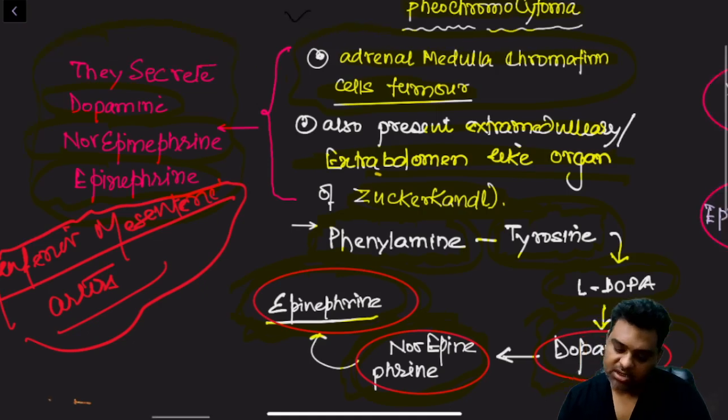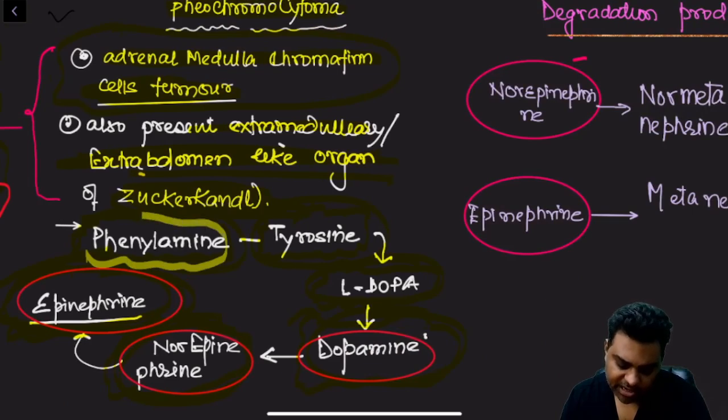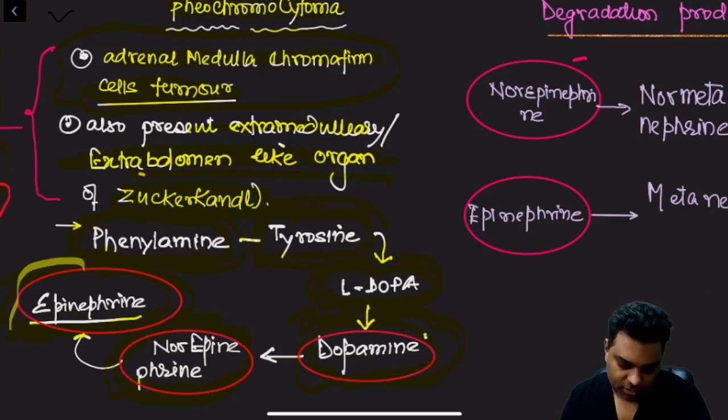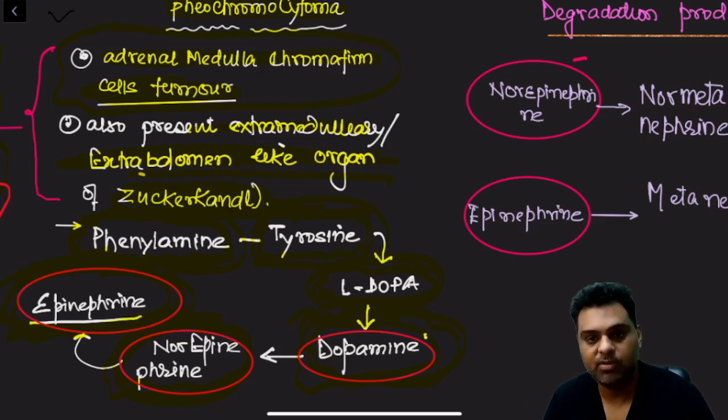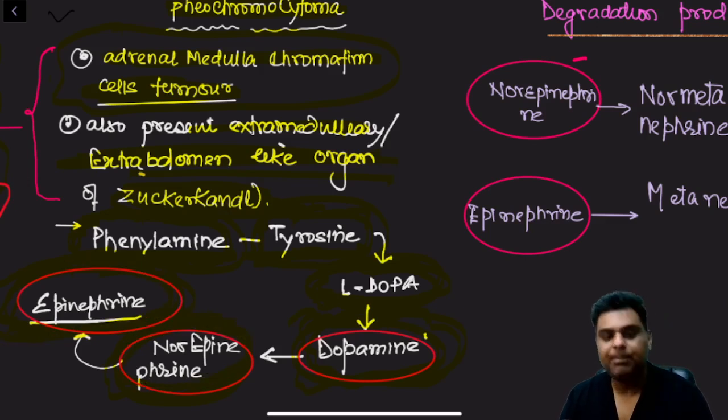Now, we have to understand a very important thing here. Phenylalanine forms tyrosine. Tyrosine forms L-dopa. L-dopa forms dopamine. Dopamine forms norepinephrine, and norepinephrine forms epinephrine. We have to understand this because this simple thing will help us to know a lot of things. So the starting point is phenylalanine, second is tyrosine, tyrosine forms L-dopa, L-dopa forms dopamine, dopamine forms norepinephrine, and norepinephrine forms epinephrine.